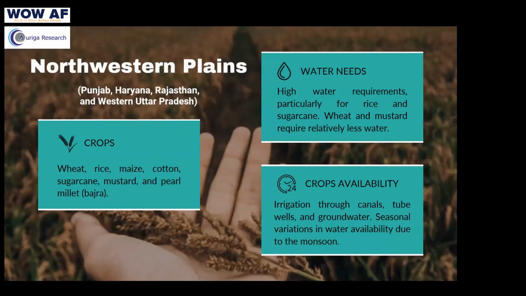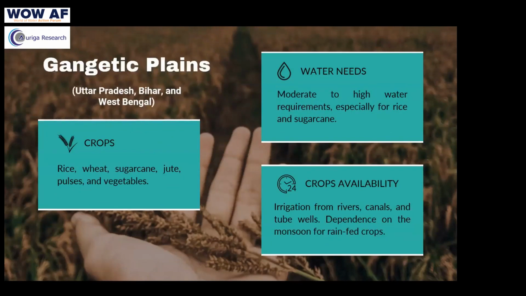Now, irrigation through canals, tube wells, and groundwater are all currently available in this region. The Gangetic Plain with UP, Bihar and Bengal, again has rice, sugarcane, jute. Rice, again, is a guzzler. When it comes to wheat, pulses, and vegetables, they are moderate. Again, irrigation is from rivers and canals.